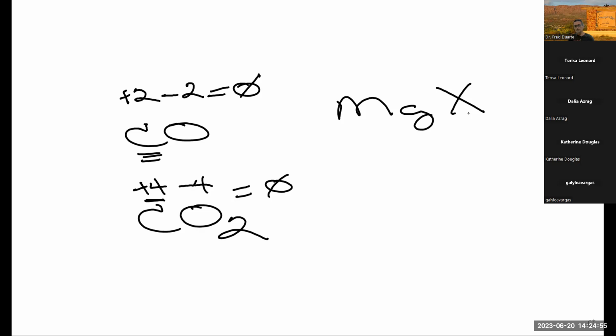See, nothing's changed. It's a positive what? +2. You got it. So this is a +2. We know, like we've done before, that when we put them together, they must equal 0. So what must X be if magnesium is a +2? It's got to be negative, obviously, but what's the magnitude of the negative?